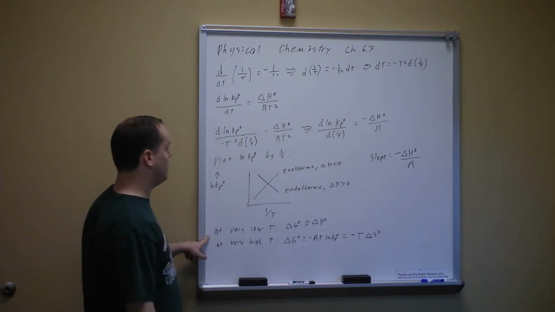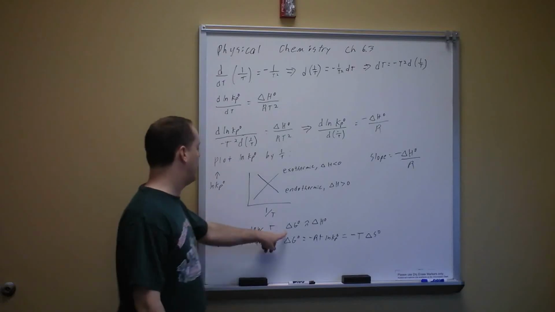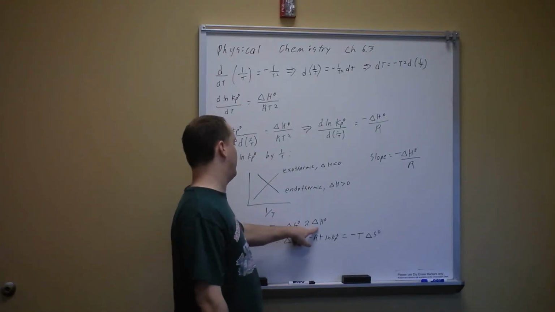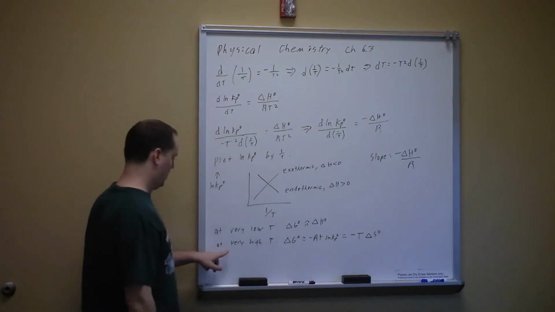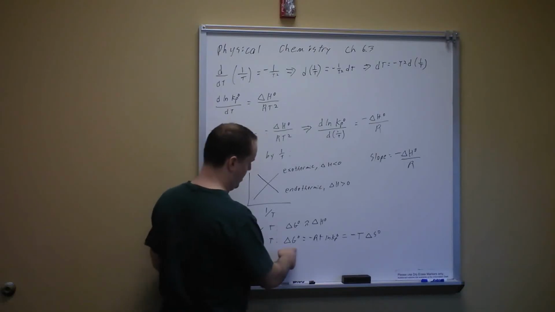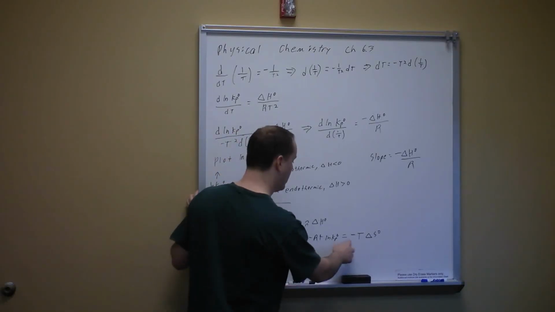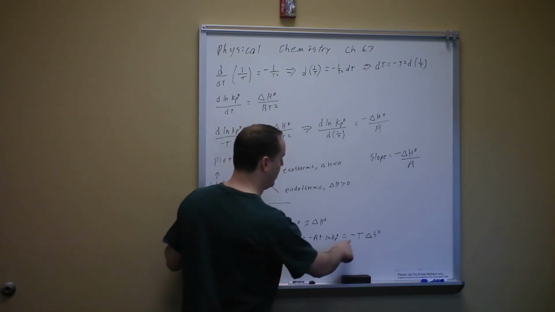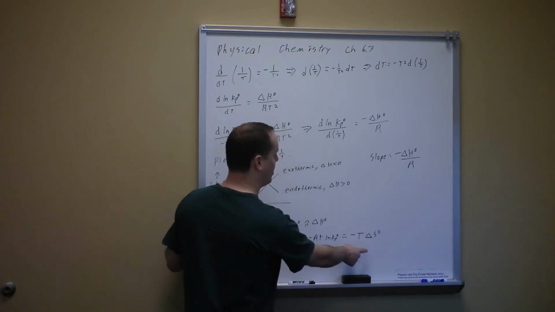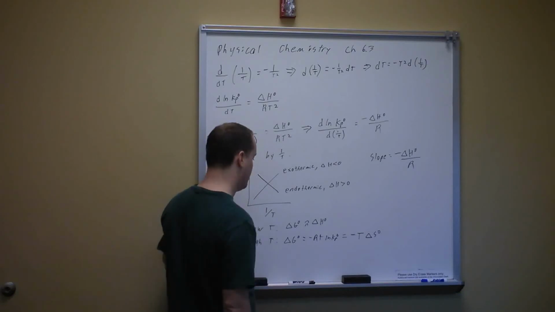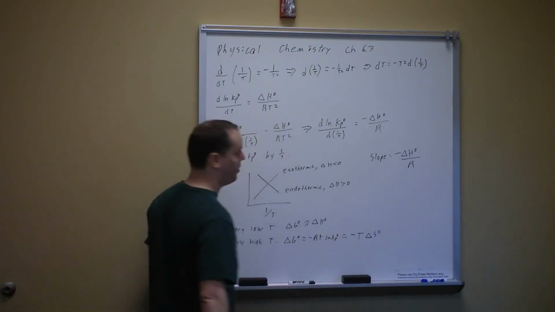Now at very low temperature, we can say that delta G naught is roughly equal to delta H naught. At very high temperature, we showed that delta H naught is equal to minus RT natural log of Kp naught, which also means delta G is equal to minus T delta S naught at very high temperature. So these two are equal to each other also.